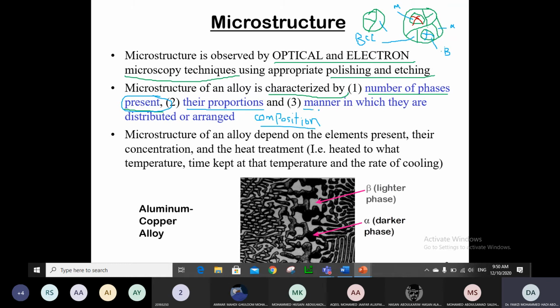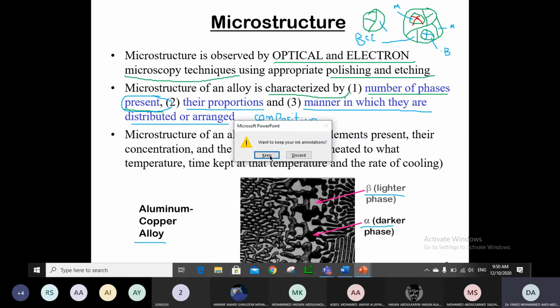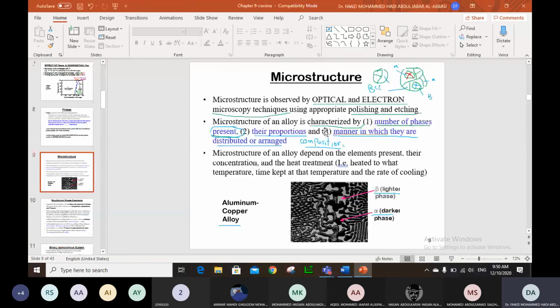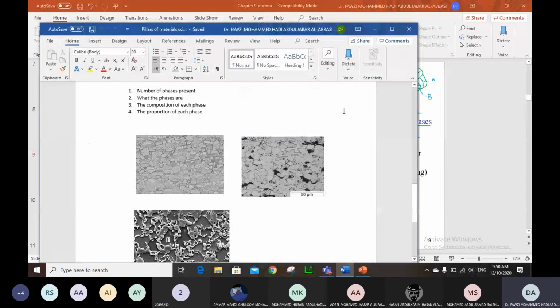In addition to that, the manner by which they are distributed, basically how they are distributed. This is what you could see. This is a heterogeneous system here. You have the beta phase, you have the alpha phase, so that it consists of different aluminum copper alloy basically, and it has different alloys here. But let me continue talking about the manner, the way that they are distributed also is an important aspect which characterizes also the material microstructure.